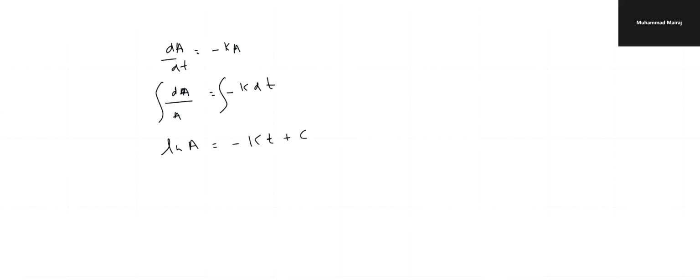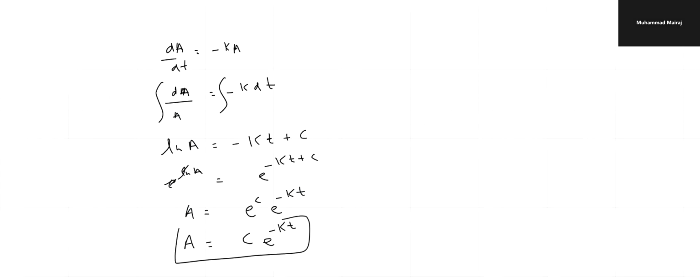Now we convert this into exponential form. So you take the e power natural log of A is equal to e power minus kt plus c. So e and ln cancel out. A is equal to e power c and e power minus kt. Since e power c is a constant, let's assume that this is C, and so A is C e power minus kt. Now, this is a solution where the amount of substance is a function of time, right?